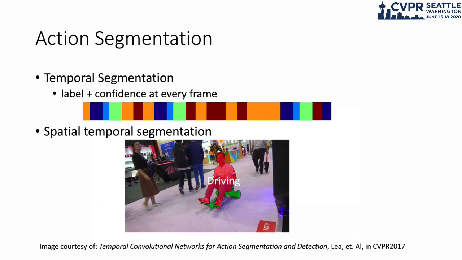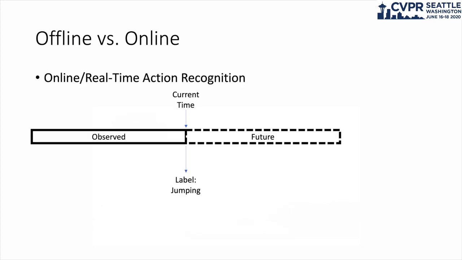And for spatial temporal segmentation, the output will be segmentation masks, for example, instance segmentation of the person, and activity corresponding to this mask. So it's similar to the spatial temporal action detection, but the instance segmentation is used as the output. Now we have looked at the three different levels of questions and problems in human activity understanding in videos. Let's look at an important problem setting here, that is online versus offline.